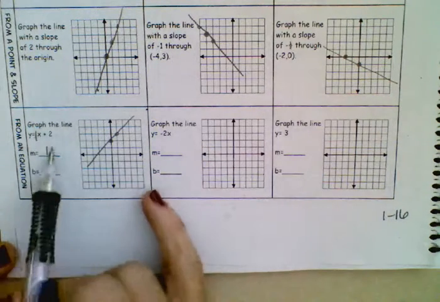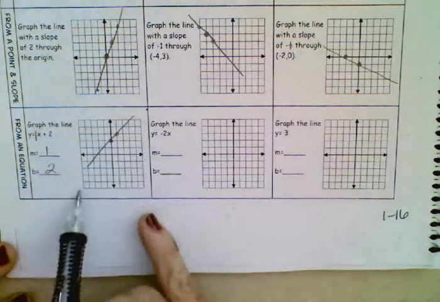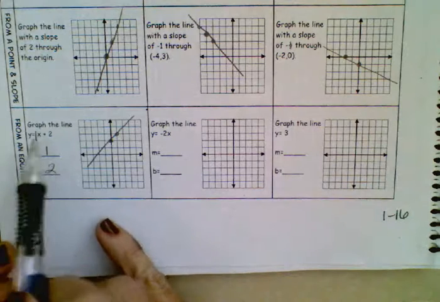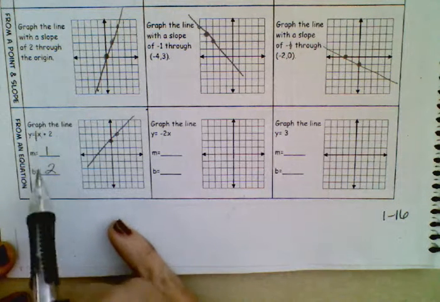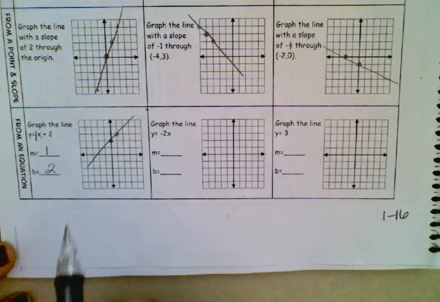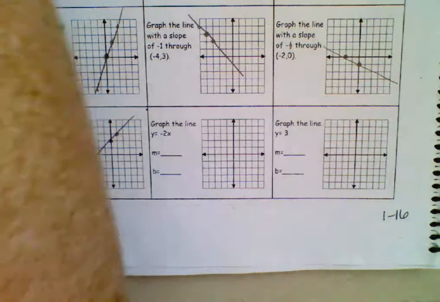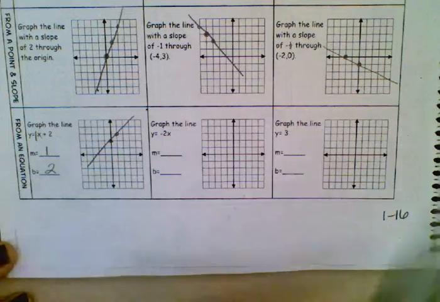I expect you to be able to tell me the slope and intercept of a line. I expect you to be able to write the equation of a line in slope-intercept form if I give you the slope and the intercept, okay, on the test. Good. All right, Carrington.